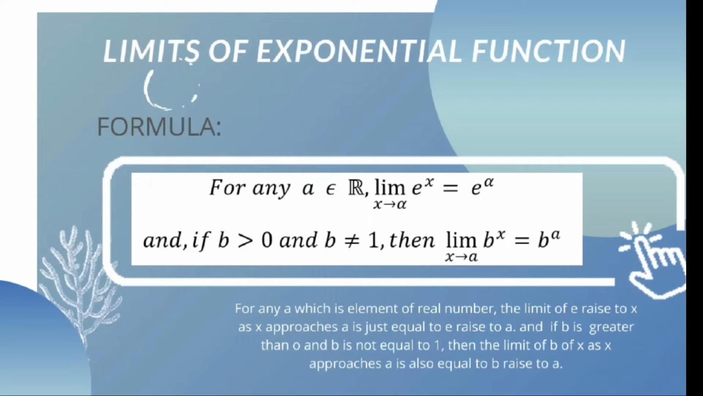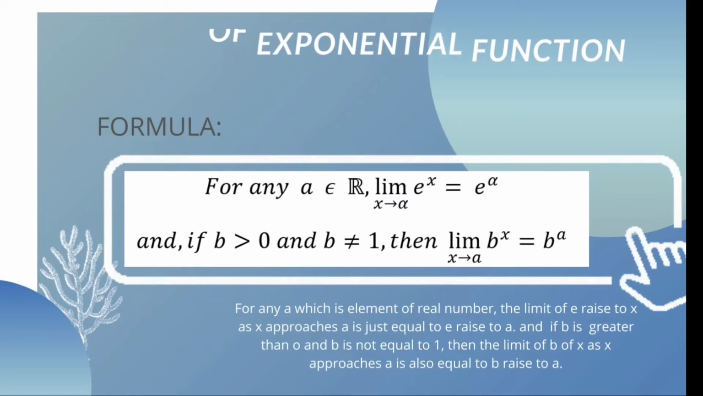For any a which is an element of the real numbers, the limit of e raised to x as x approaches a is just equal to e raised to a. And if b is greater than 0 and b is not equal to 1, then the limit of b raised to x as x approaches a is also equal to b raised to a. This means that we can just do direct substitution as long as the conditions here are satisfied.